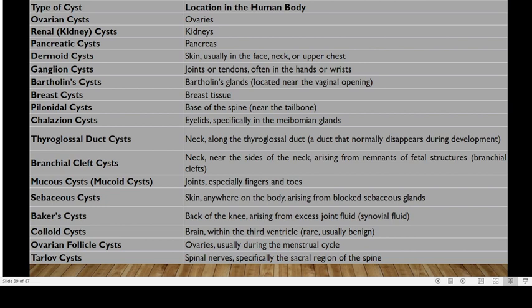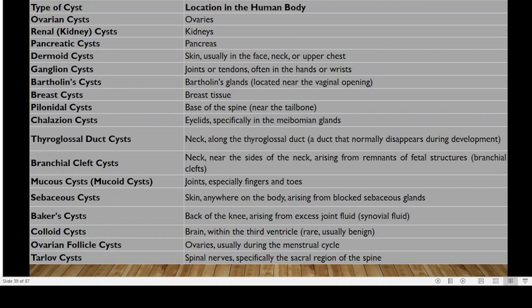We have the ganglion cysts. Ganglion cysts are found in the joints or tendons, often in the hands or wrists. Okay. Bartholin cysts are found in the Bartholin glands located near the vaginal opening. Also the breast cysts, which are found in the breast tissue. What about the pilonidal cysts? These are found at the base of the spine, near the tail.